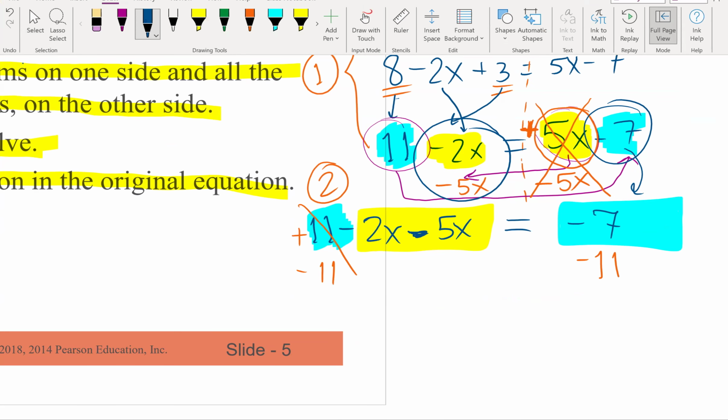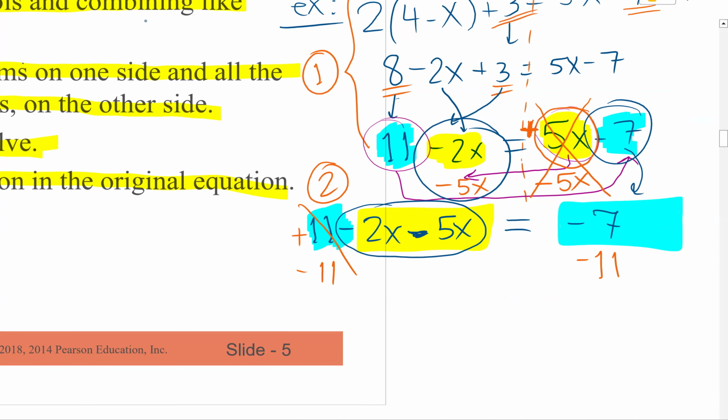So they're gone. And then here I can actually combine these like terms. I have negative 2x minus 5x. And like we saw in the prerequisite chapter, the x isn't going to change. I'm not going to change its power. It's just the coefficients that are changing. Negative 2 and negative 5 make negative 7 together. And then on the right side, I might as well combine those in one fell swoop. I've got negative 7 minus 11, which would be negative 18.